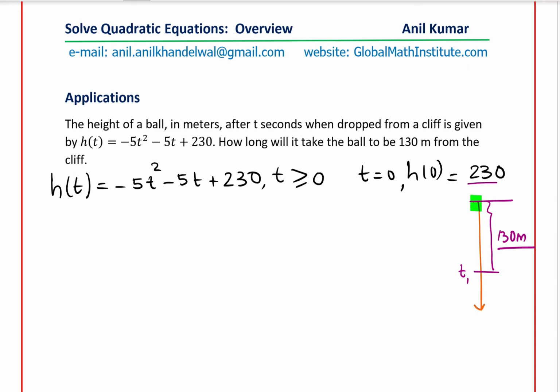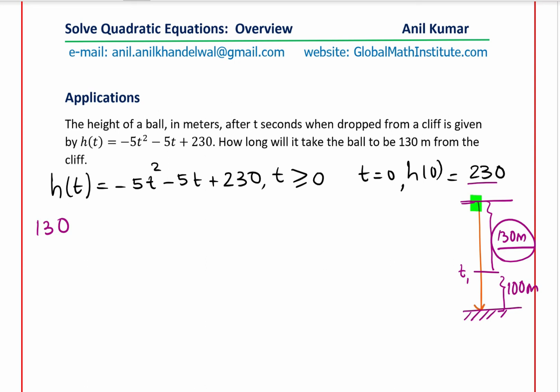So at this time, the distance traveled is 130. So we will equate this height to 130 here. Correct? So 130 is the distance from the cliff. Remember, the height initially is 230 when t is 0. Now, from the cliff 130 means we have to find what the height is from the ground. Is that clear to you? So from the ground it is 100 meters.